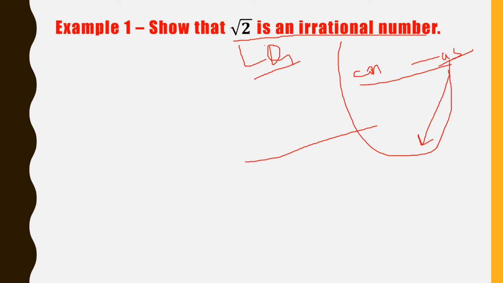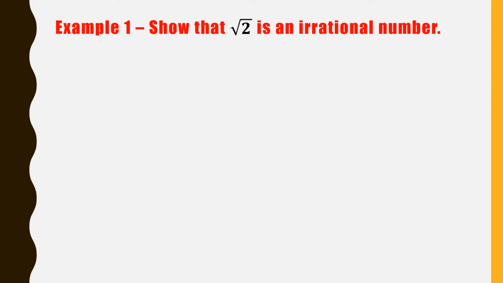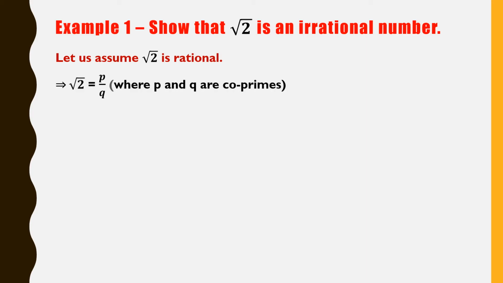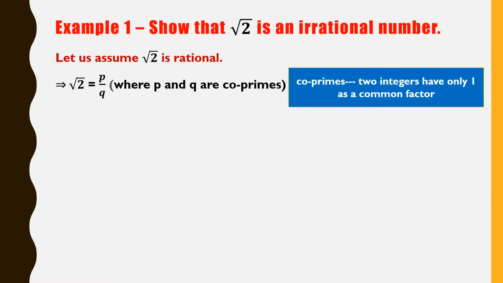So let us continue with the problem. The first step: we should take it as a rational number. Let us assume that root 2 is a rational number. We know that rational numbers are numbers of the form p by q. Here I mention that p and q are coprimes. Just now we discussed what coprimes are: two integers which have only one as a common factor. When you compare the factors, there should be only one in common between them.